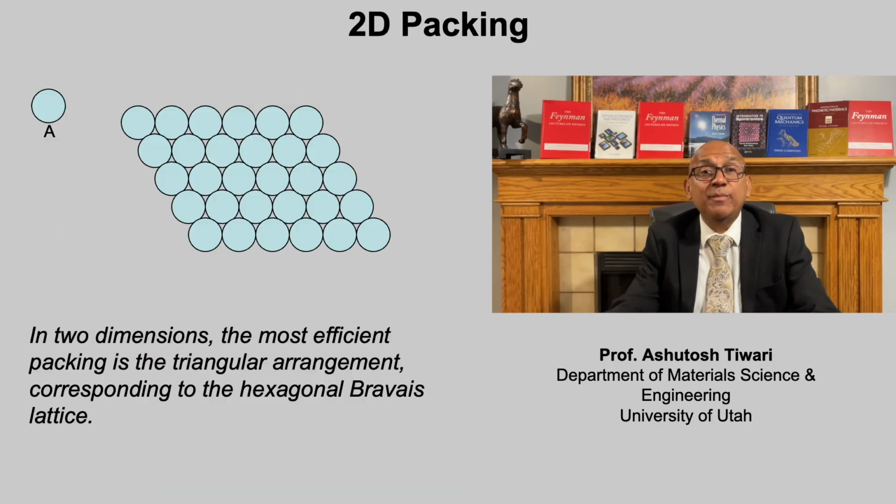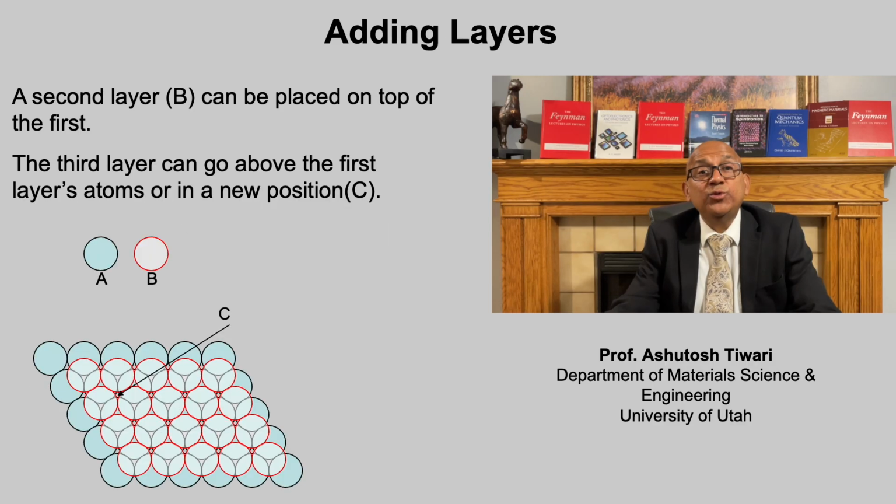To understand this better, let us revisit packing in 2 dimensions. The most efficient way to pack identical circles is the triangular arrangement, where each circle touches 6 neighbors. This arrangement corresponds to the hexagonal Bravais lattice. When we move to 3 dimensions, we add a second layer of spheres on top of the first, with each sphere resting in the depressions of the first layer.